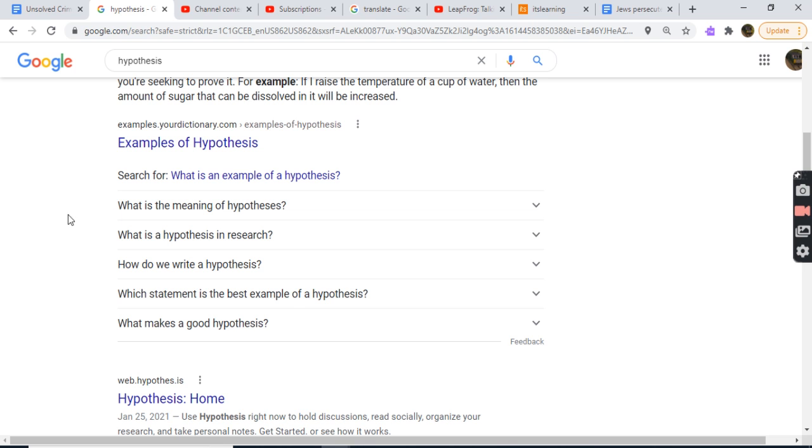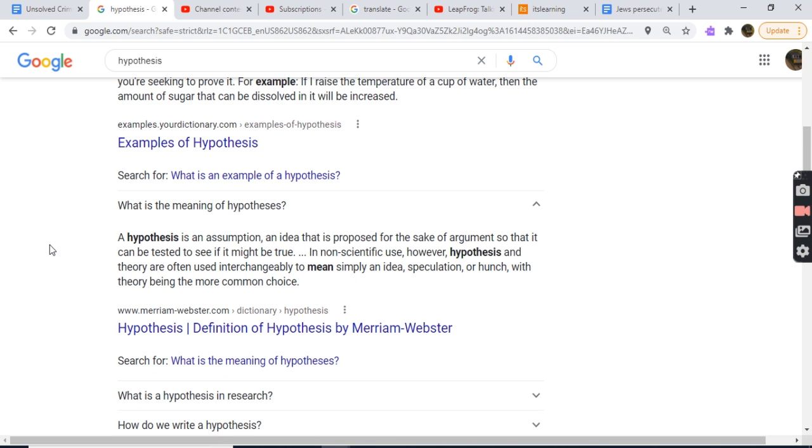What is the meaning of hypothesis? A hypothesis is an assumption, an idea that is proposed for the sake of argument so that it can be tested to see if it might be true. In non-scientific views, however, hypothesis and theory are often used interchangeably to mean simply an idea, speculation, or hunch, with theory being the more common choice.